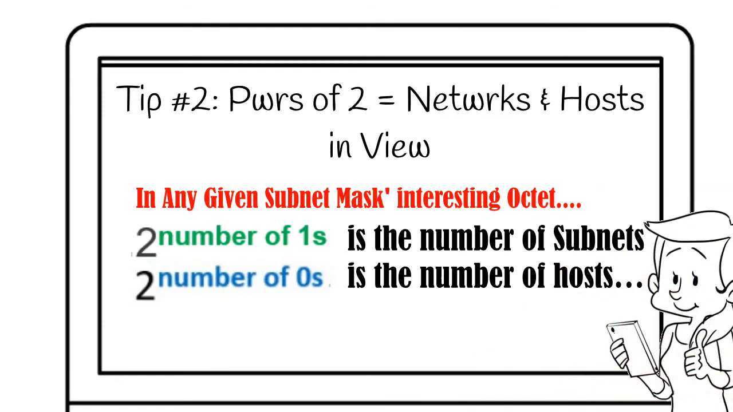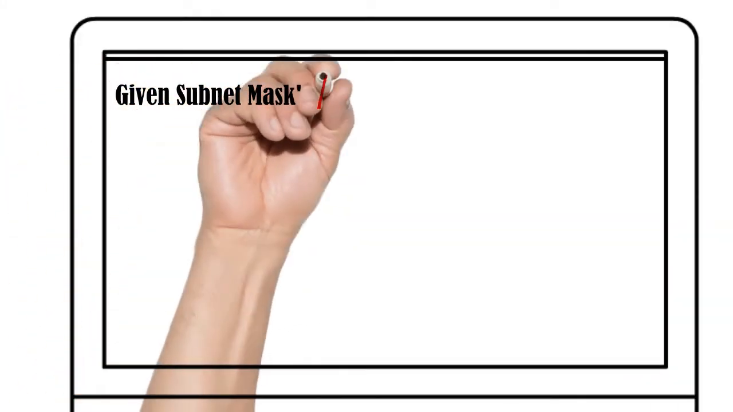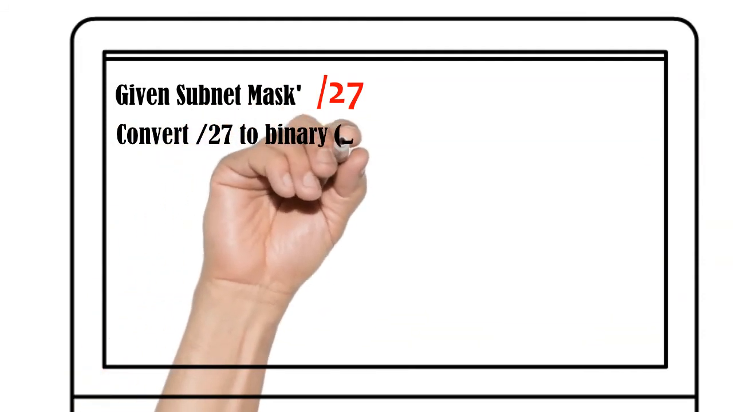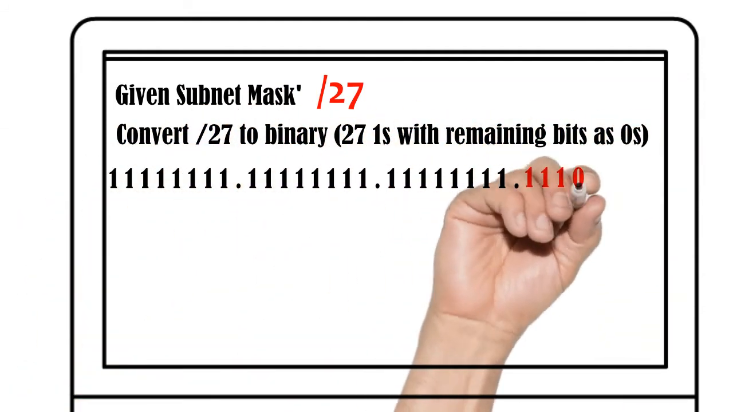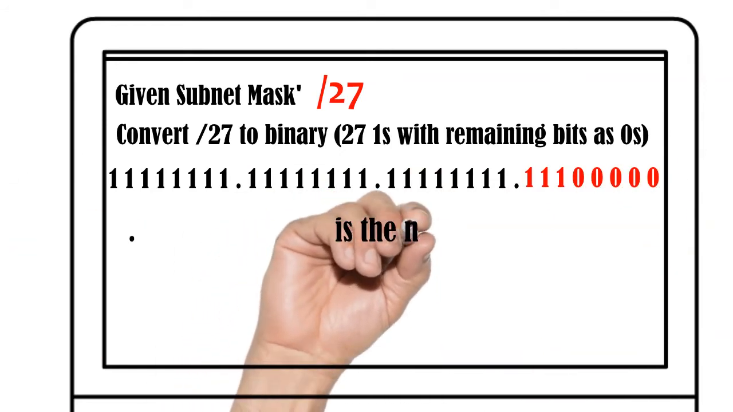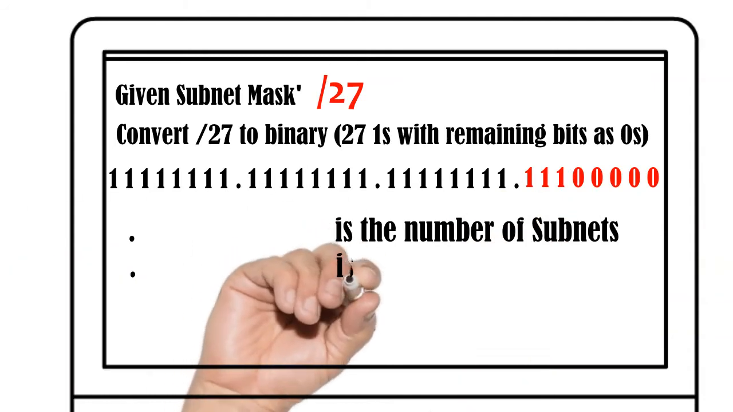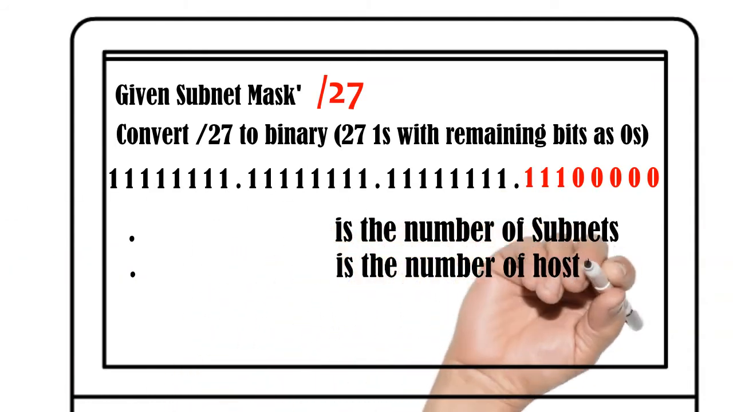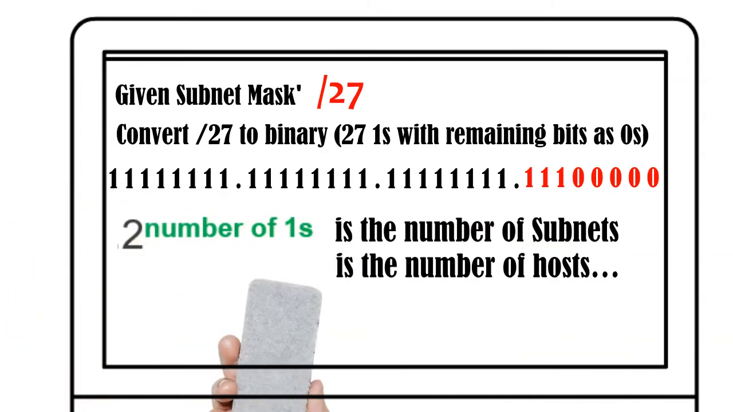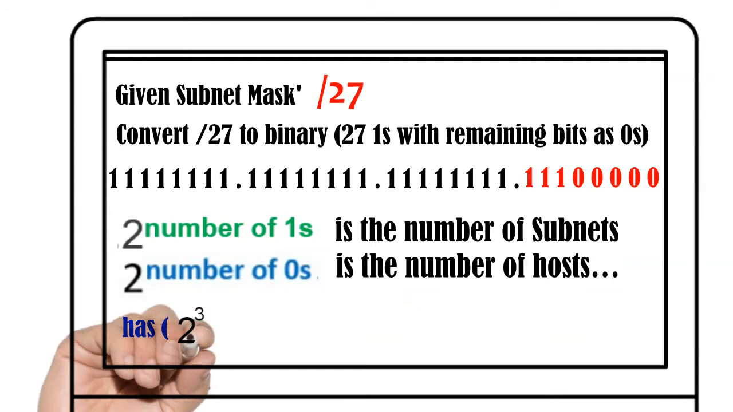I cannot express the importance of this simple statement, for it supplies the key to every answer in the subnetting realm. The key is to find the interesting octet. Remember, that's the number in the mask that's not 255 or 0. And then break it down to binary. Then apply the statement. 2 to the total number of ones equals the number of subnets. And 2 to the total number of zeros equals the number of hosts.